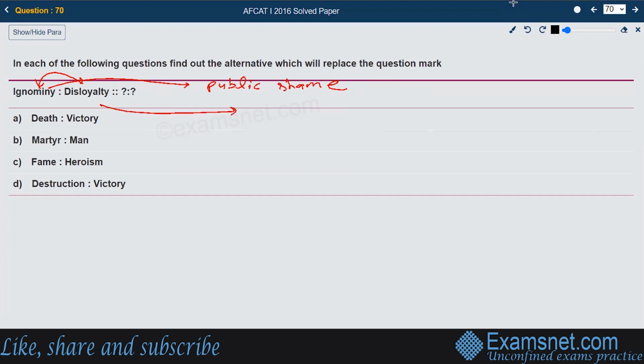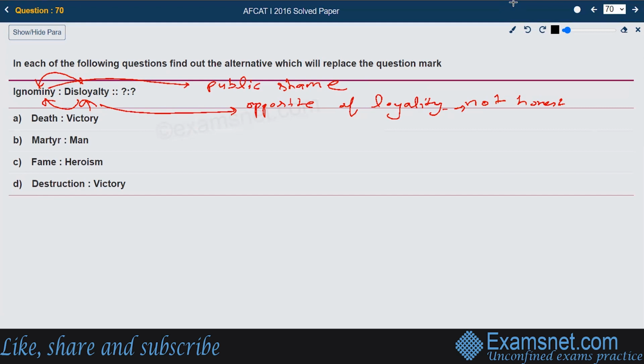If somebody is not loyal. Okay, disloyalty is nothing but the opposite of loyalty. That is, somebody is not honest to something. Opposite of loyalty, being not honest. So what we can suggest about this is ignominy might be received when you do disloyalty, or disloyalty causes ignominy. Okay, if you become a disloyal person, you might be suffering public shame. So disloyalty causes the ignominy, or the second word causes the first.